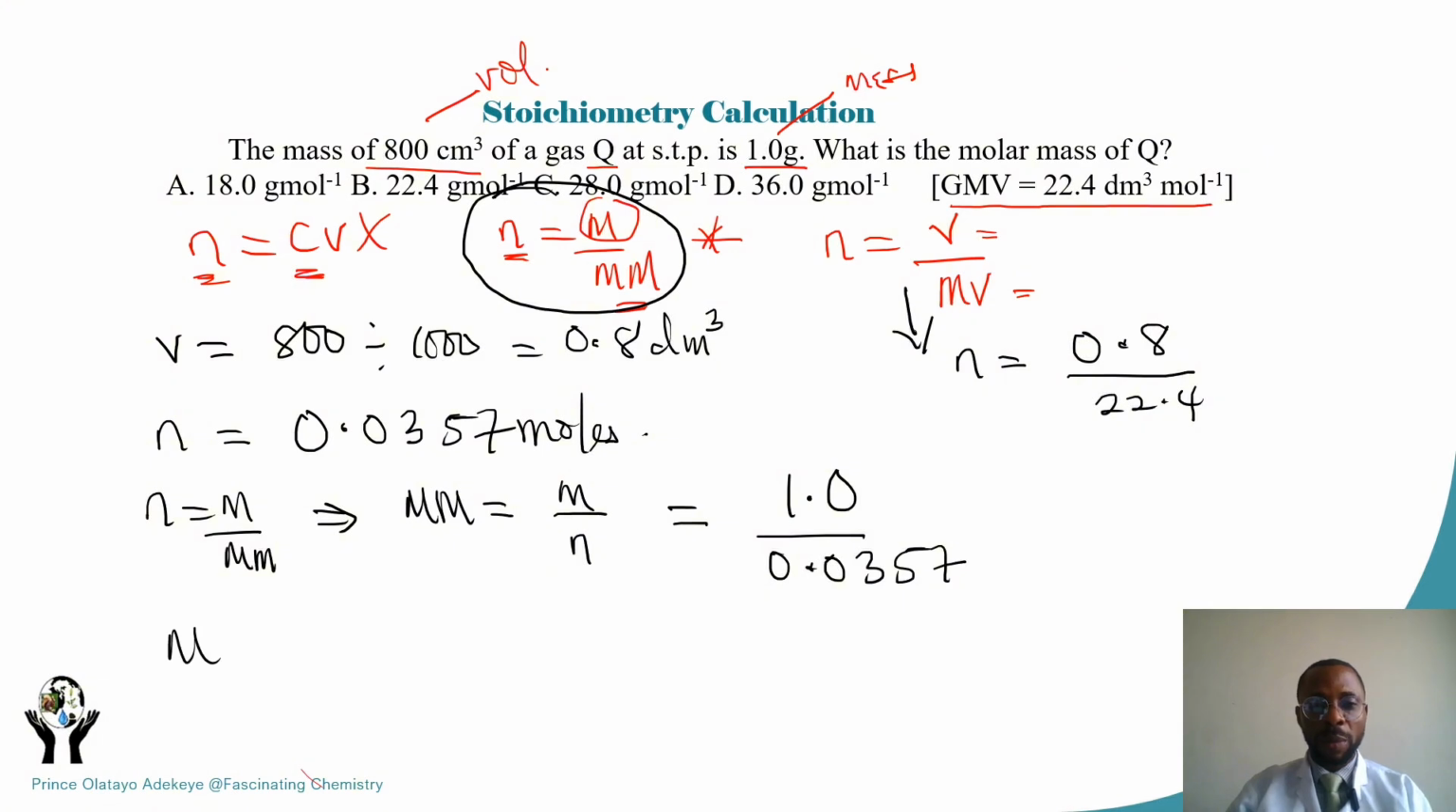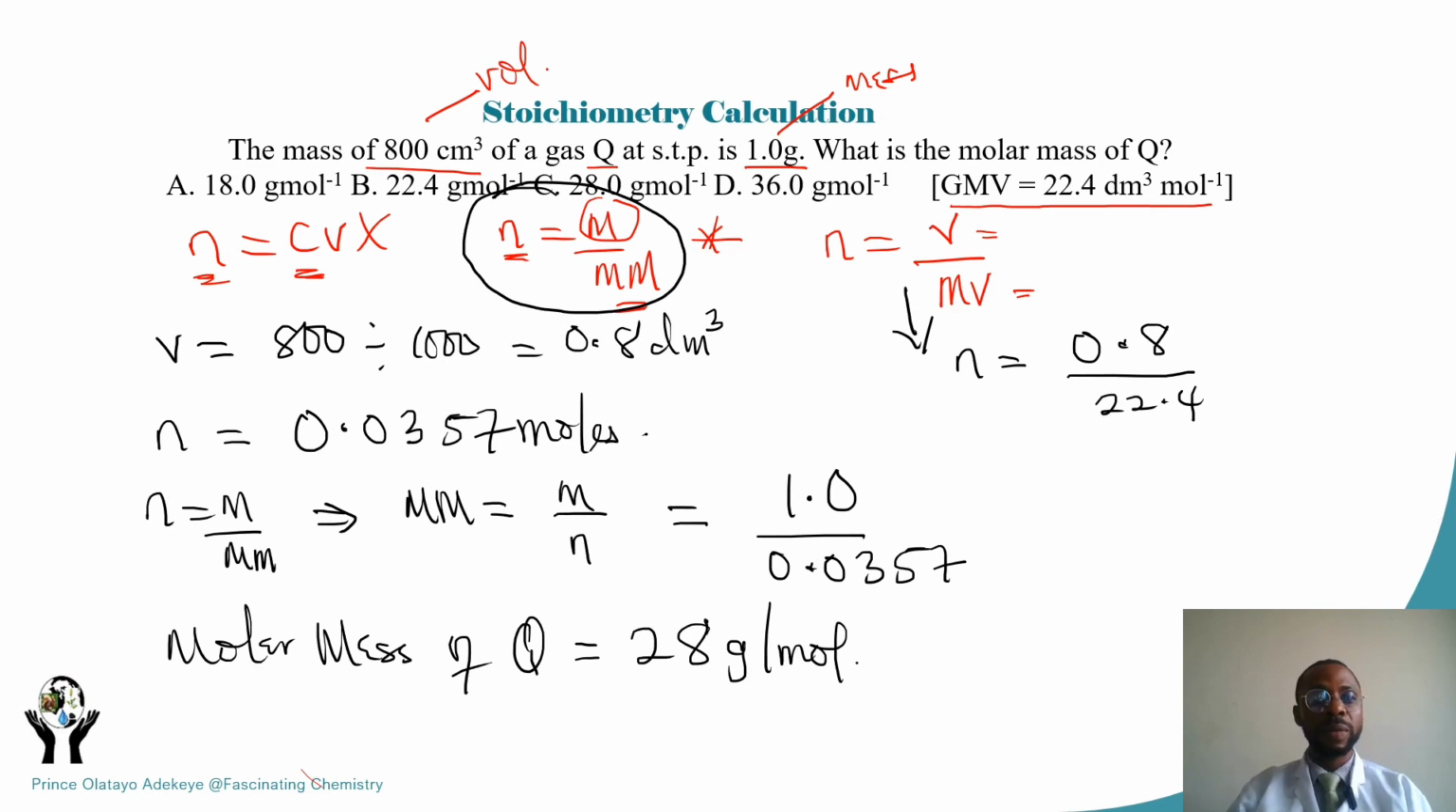So from there, the molar mass of Q will be equal to 28. Don't forget, molar mass, the unit is the mass for 1 mole. So that will be gram per mole.